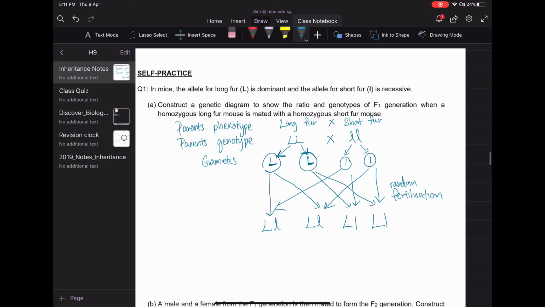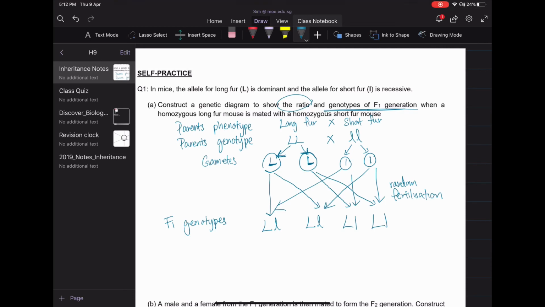What you end up with in this entire row is the F1 generation's genotypes. We are trying to see what the F1 generation genotype is, and it turns out it's all the same genotype, which is capital L and small letter l, which means that they are all heterozygous. The question is asking you to show the ratio as well as the genotype of the F1 generation. So up to this point, we're showing the ratio and the genotype of the F1 generation.